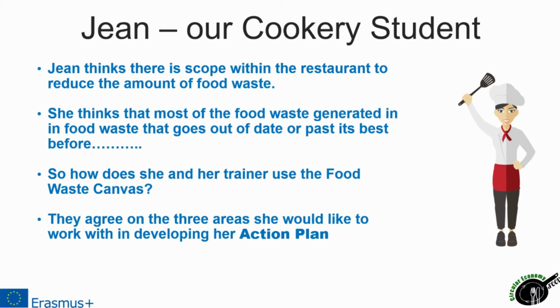Now, Jean thinks there is some scope within the restaurant to reduce the amount of food waste, and she thinks that one of the areas is in the preparation of food and supply of food. So she and her trainer will use the Food Waste Canvas to develop this action plan. Now, both the trainer and the student, and possibly also the business, have agreed that there are 3 areas she'd like to work with in developing her action plan.